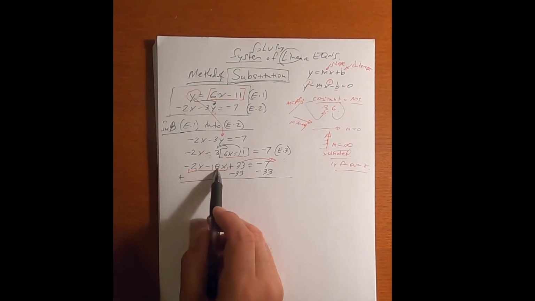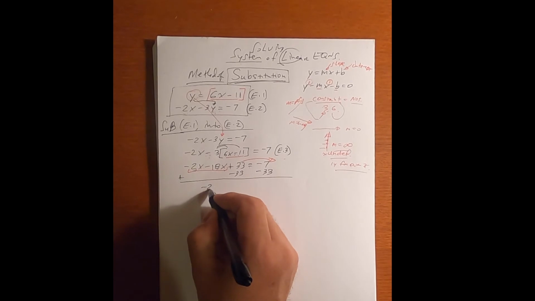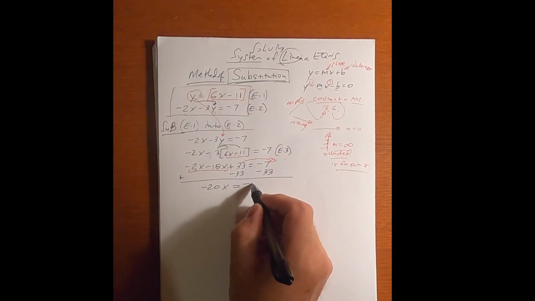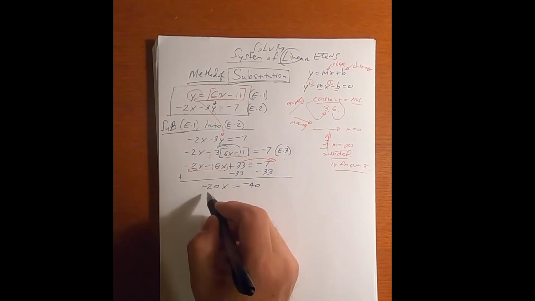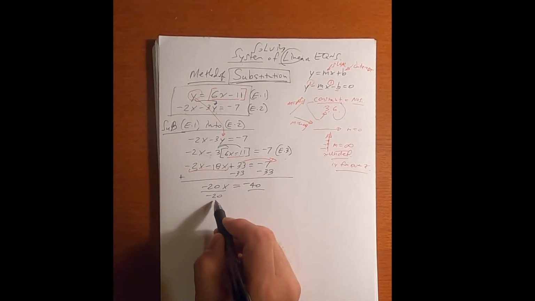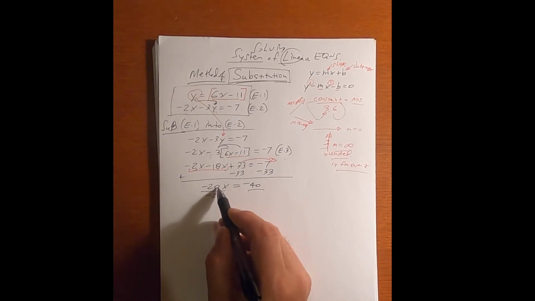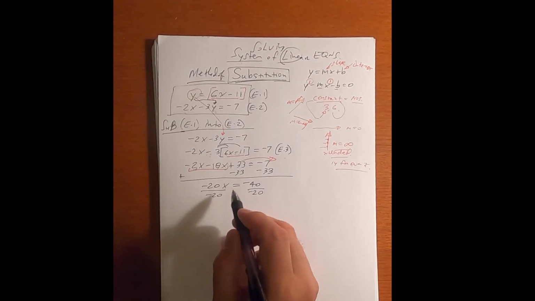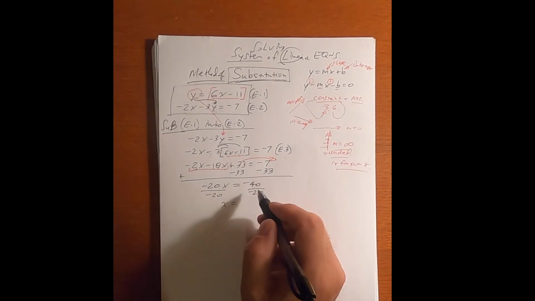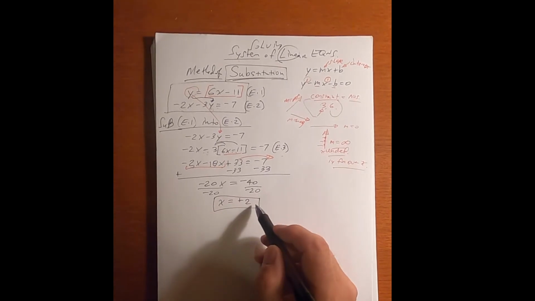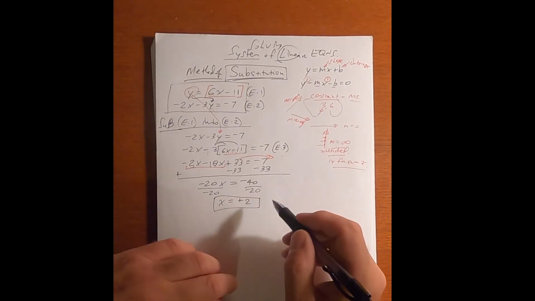All right, so let's add these. I get negative 20x equals negative 40. And we have to divide now to get rid of that negative 20 on that side. So we divide both sides by negative 20, and this just becomes x equals positive 2. So that's the value, one of the solutions.